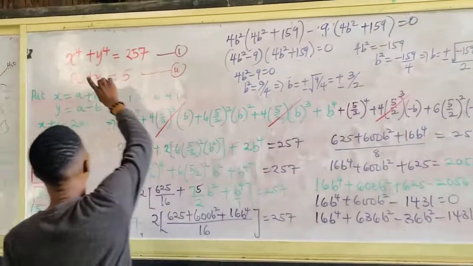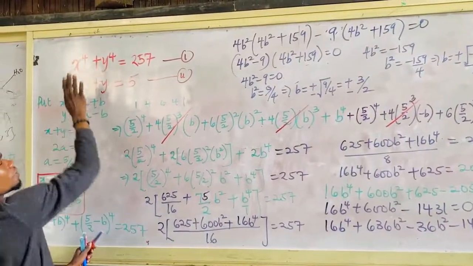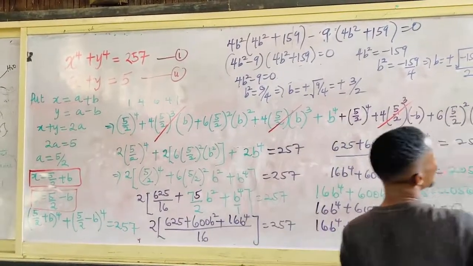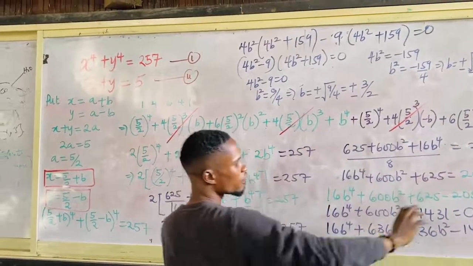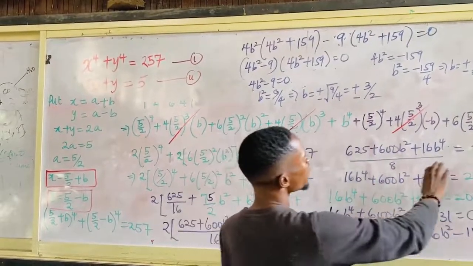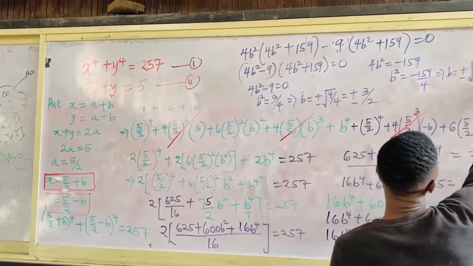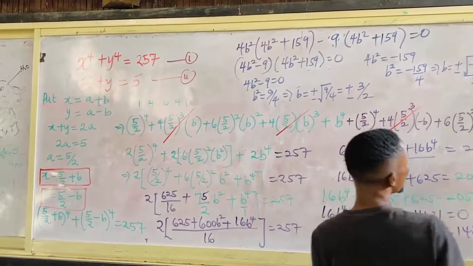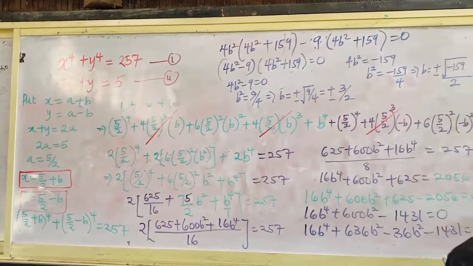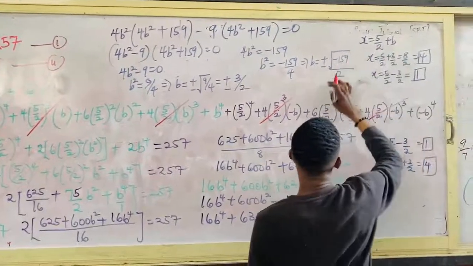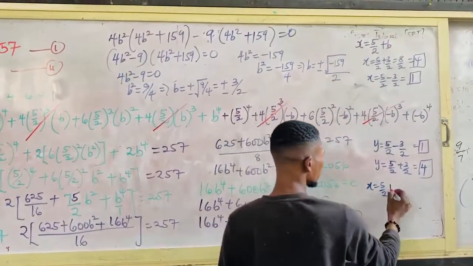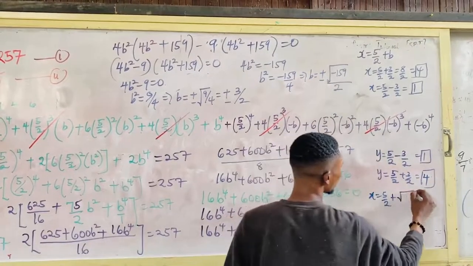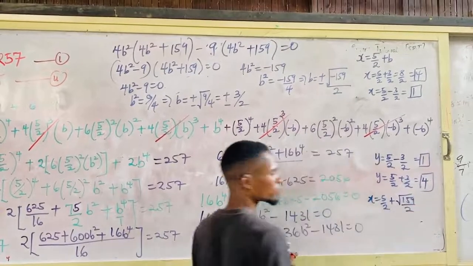And don't forget, this is degree 4. That means you have to get 4 roots. This is 1, 2, 1, 2. We have 2 different roots left for both x and y. So from here we have b as plus or minus root of minus 159 over 2. So from there we can take x as 5 over 2 plus b, when it is now plus root minus 159 over 2 for the first one.